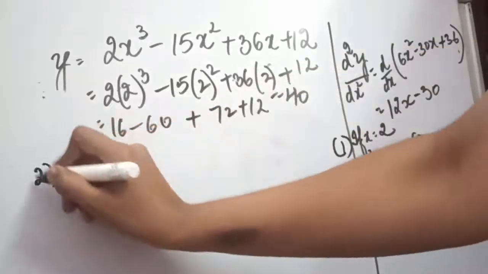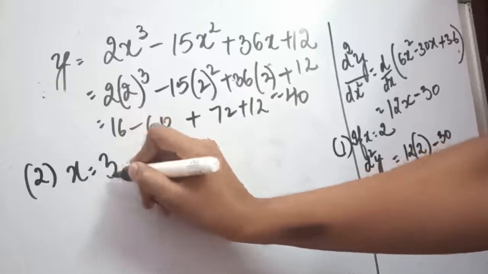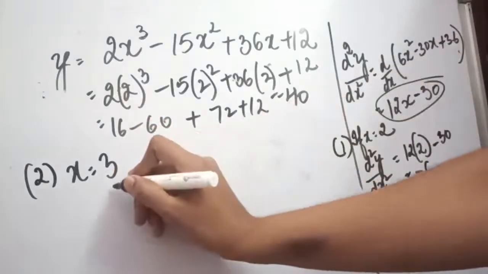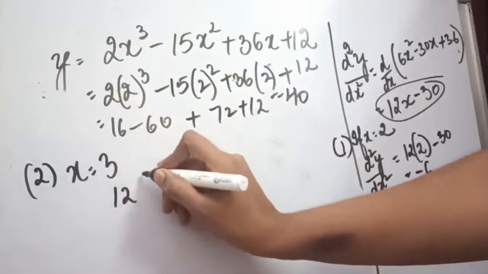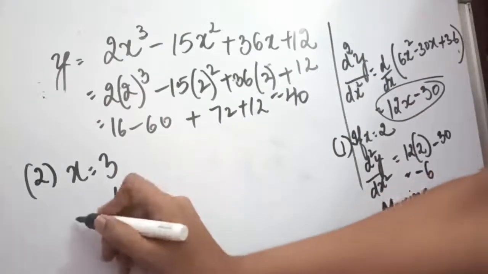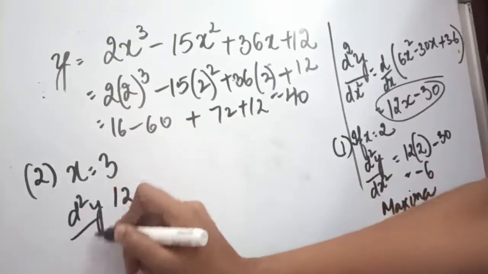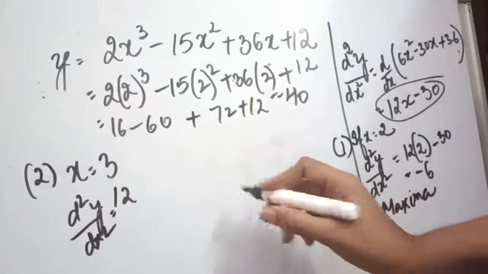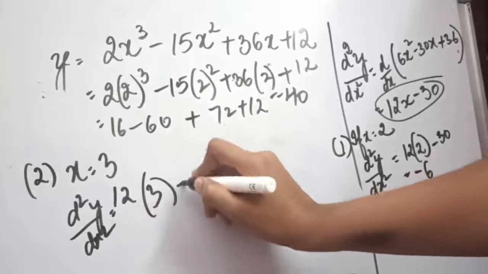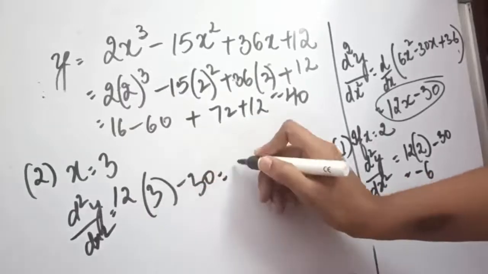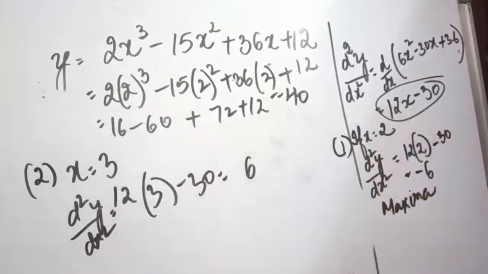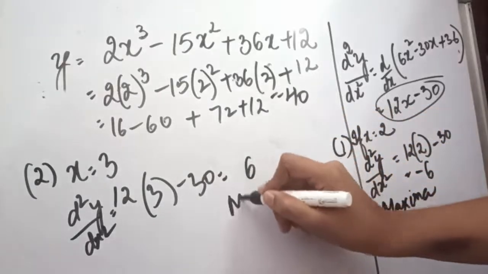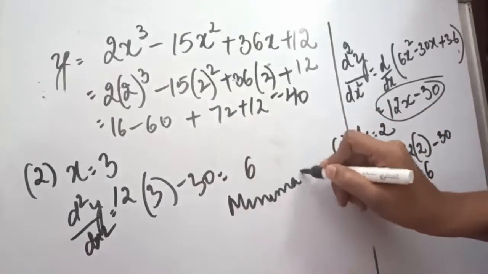Coming to the second value, the second value of x was 3. Again we will fill this value in the rederivative. Putting the value in the rederivative d square y upon dx square, it will be 12 times 3 minus 30, that is 36 minus 30. So the answer will be 6. Now this answer is positive, so it is a minima value.